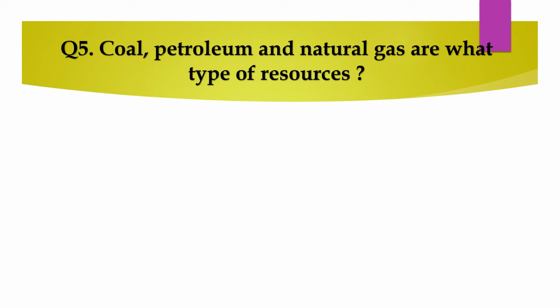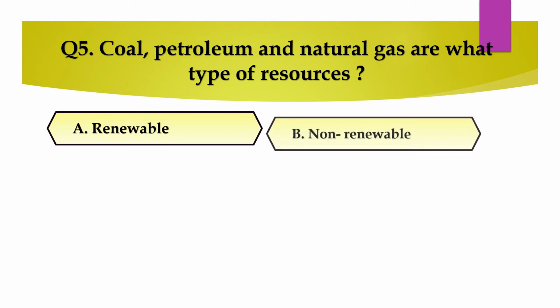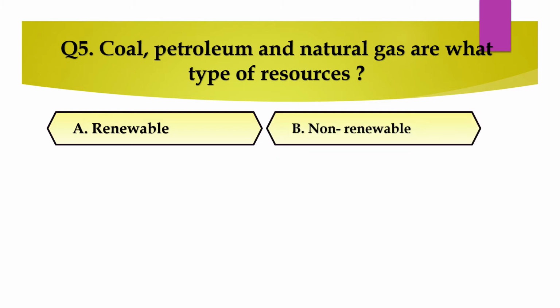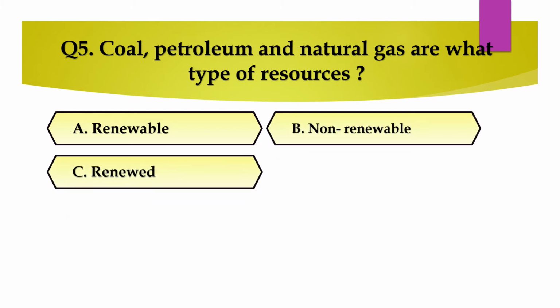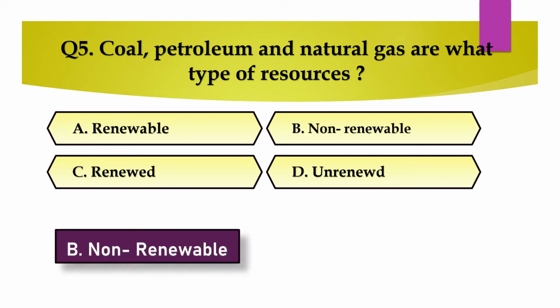Question number 5. Coal, petroleum, and natural gas are what type of resources? A. Renewable, B. Non-renewable, C. Renewed, or D. Unrenewed? Answer is B. Non-renewable.